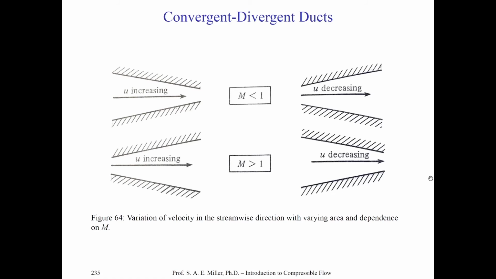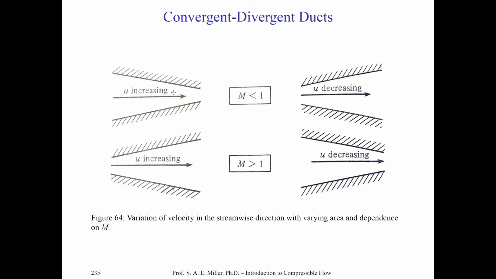So let's look at the subsonic cases, which are at the top of the screen, in the so-called convergent-divergent ducts. This is for M less than 1. Let's look at the upper left case. If we are at a subsonic Mach number here, and the flow direction, the streamwise direction, is to the right for each of these cases, and the area is decreasing, that must mean, and be proven through the Mach number area ratio equation, that U is increasing. So this is just like a convergent nozzle.